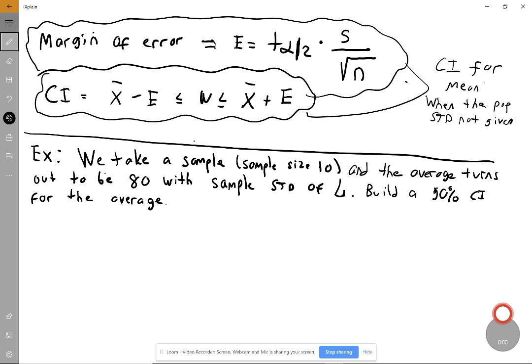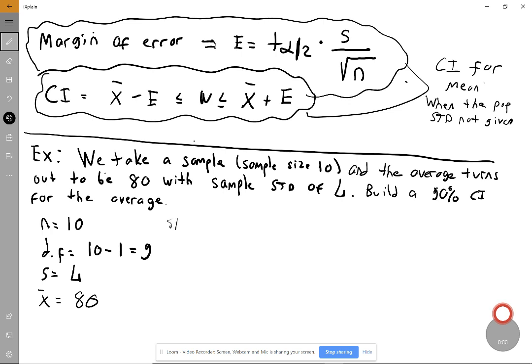Well, let's see what's given to us. We know that n is equal to 10, and degrees of freedom is equal to 10 minus 1, which is 9. What else is given? S is equal to 4, and x bar is equal to 80, which is given in the question. And it's a 90% confidence interval.